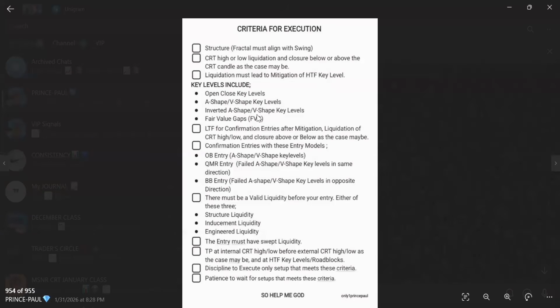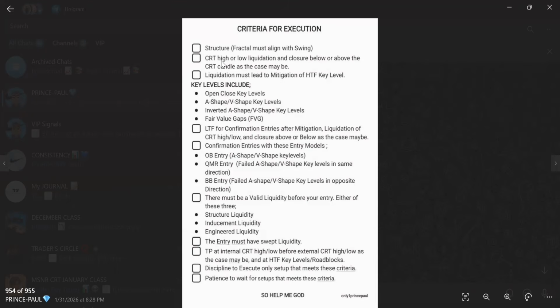The fair value gap, and this is what we're going to be doing today. And in some other scenarios of subsequent videos, we'll be talking about the open growth key levels, A-shape, V-shape key levels, inverted A-shape, V-shape key levels, and so on and so forth. And so for today, we're going to be talking about the fair value gaps as a key level, right?